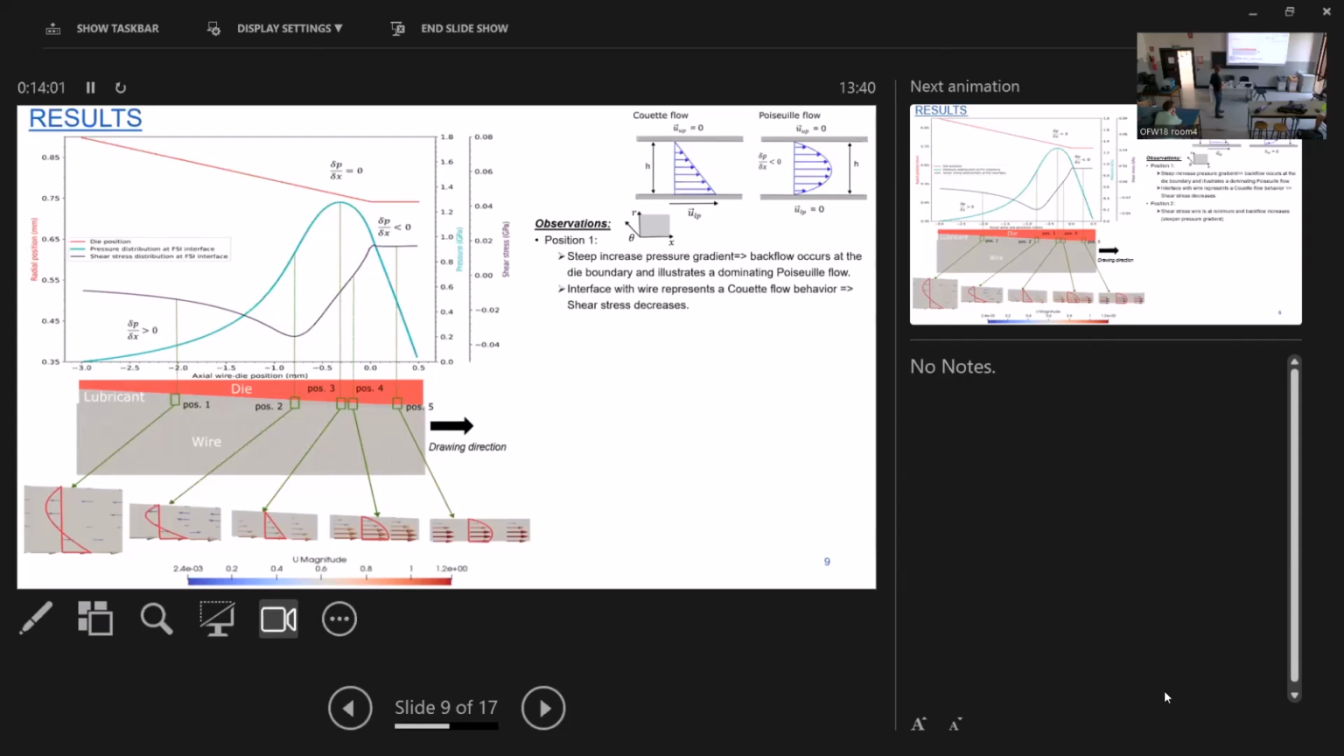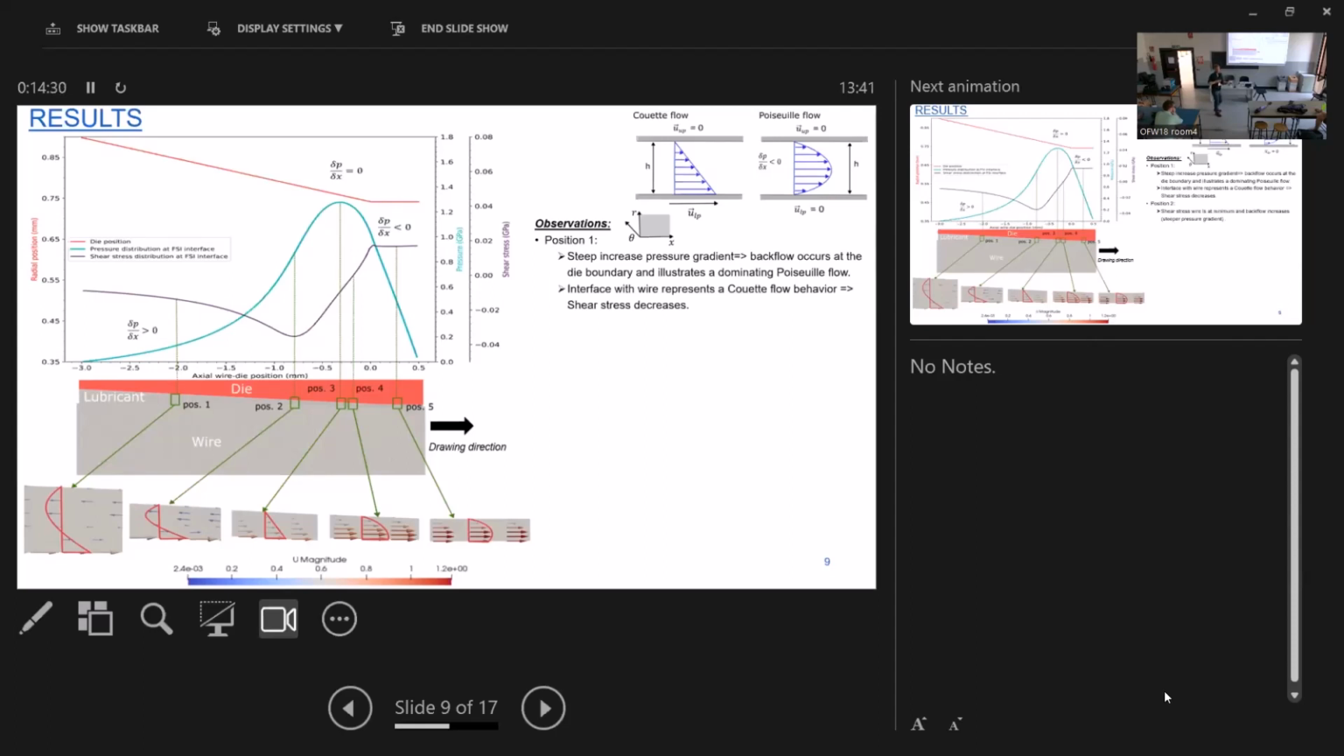So what do we see here in the beginning? We have here a positive pressure gradient, which means, if we check this one, which is a negative pressure gradient, we should expect a flow that turns back. So indeed, we have here, let's say at the boundary with the die, such a backflow, something that we expected.